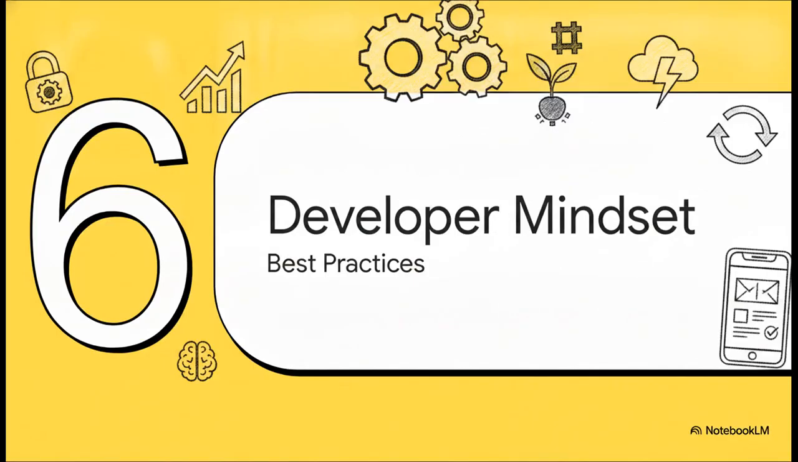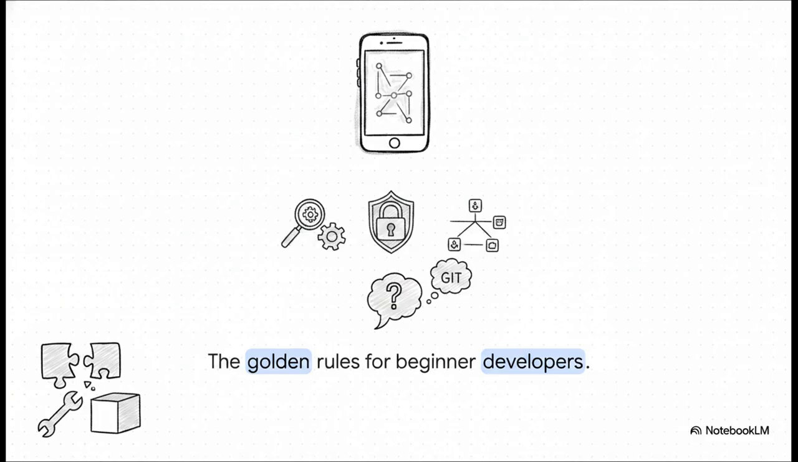Finally, Section 6, the developer mindset. Best practices. Let's wrap this up. We need to lock in these golden rules right now. Make small, incremental changes, constantly test your assumptions, and always ask why. If you just copy and paste code without actually understanding it, your app will eventually break and you'll be completely lost. Keep your secrets safe and make sure you commit your working code frequently.